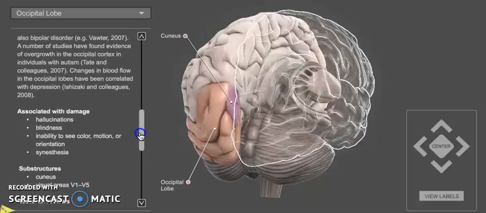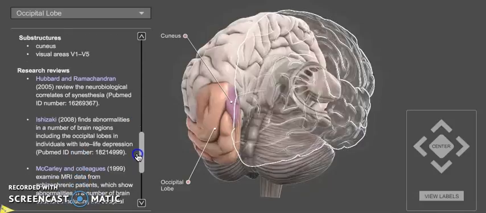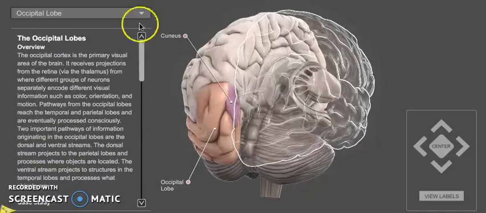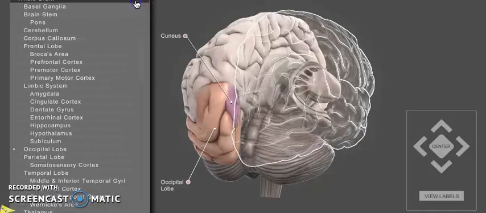And so going back down to research reviews, these are basically all the same things that were found above, except I wanted to point out McCarley and colleagues from 1999 examined MRI data from schizophrenic patients which show abnormalities in a number of brain structures, including the occipital lobes. So that's very interesting, and that wraps up both parts of the brain I wanted to present.